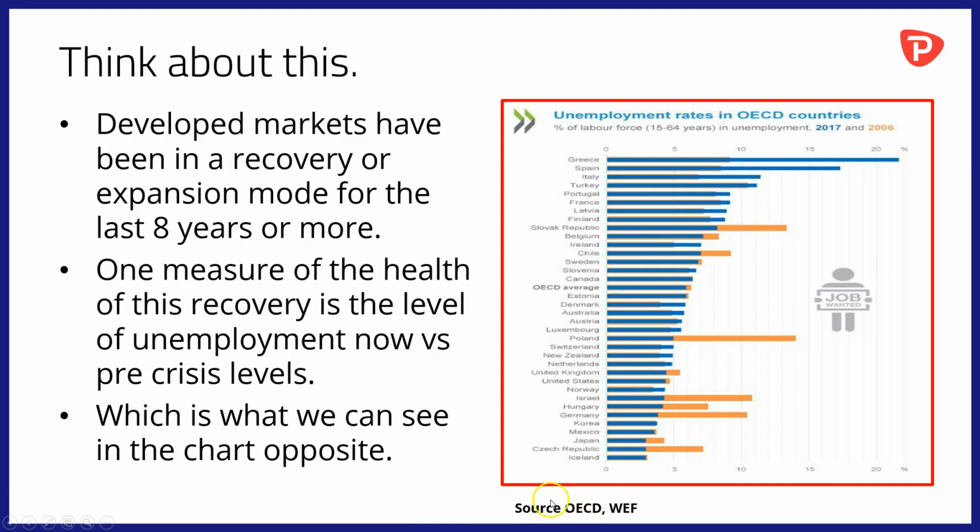The chart, taken from the OECD via the World Economic Forum, shows a selection of developed and developing countries, and the current rates of unemployment, at least rates of unemployment as of the end of 2017 in blue, versus rates of unemployment in those same nations in 2006 prior to the financial crisis and the Great Recession. So this is a very interesting chart and one that's well worth studying at your leisure.